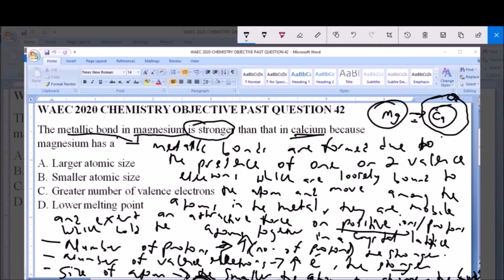And from what we said that the smaller the atom, the stronger the metallic bond. So it's safe to say the metallic bond in magnesium is stronger than calcium due to the fact that magnesium has a smaller atomic size than calcium. So smaller atomic size is option B. Option B is the correct answer to this question.